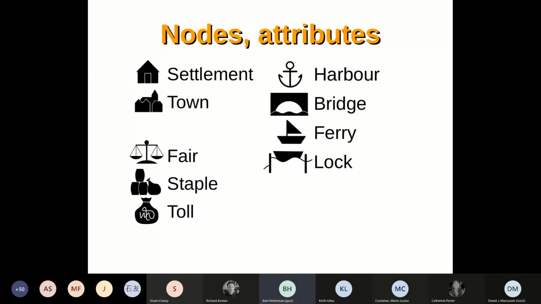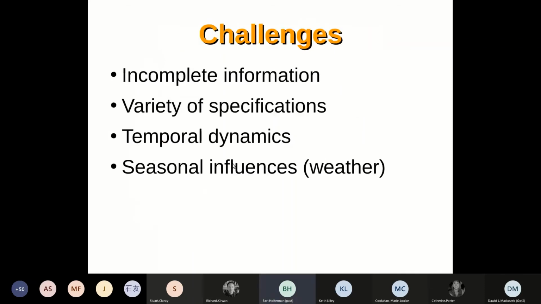Then we have bridges, ferries, and locks. The first 2 are, of course, of importance when you're traveling on a land road and you have to cross a water. And the locks, of course, are important if you're traveling on the waterway and you have to cross different water levels. So far, so good. That's the model that we came up with.